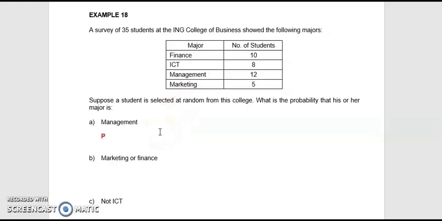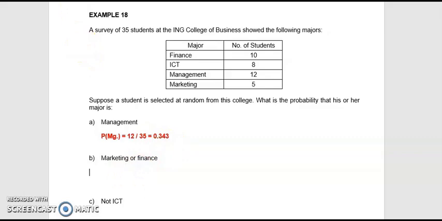So we want to find the probability. Let's say management, I just put NG like this, referring to management. So what is the probability? Number of students in management, 12, divided by total all. So 12 over 35 is 0.343. If you want to leave your answer in fraction also no problem, but I prefer decimal point. We can always check that our answer is between 0 and 1.